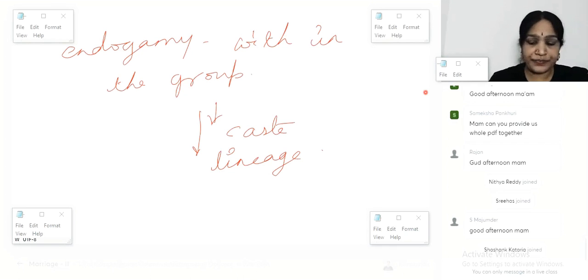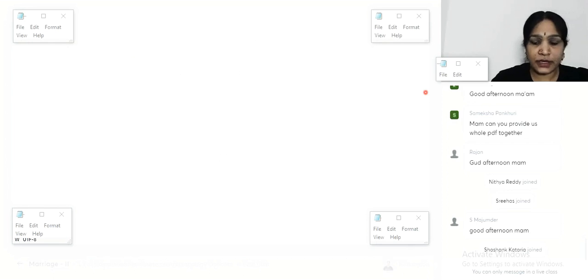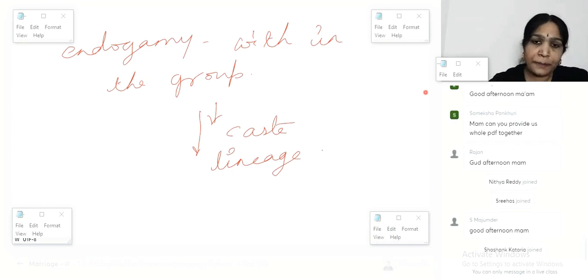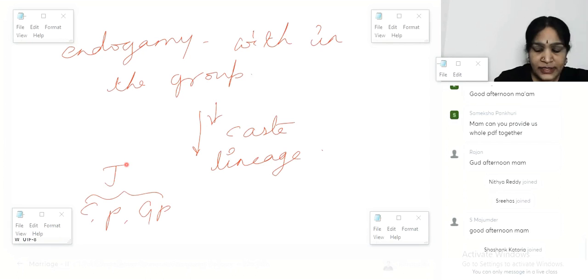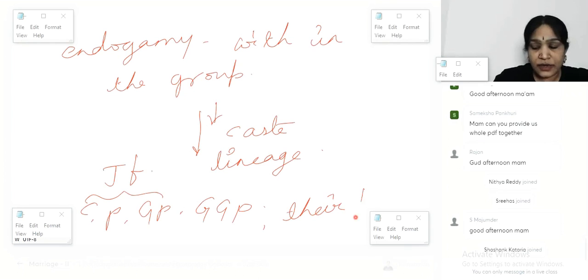Lineage means what? Let us suppose we have two generations of people, like children and parents. Listen carefully, children and parents. We call that a nuclear family. Then children, parents, grandparents. Up to here we call it a joint family, isn't it? If great grandparents, or their parents, are also included.